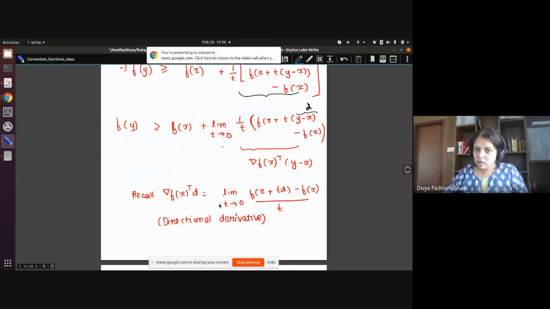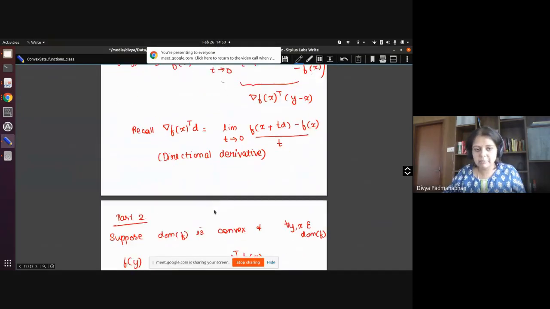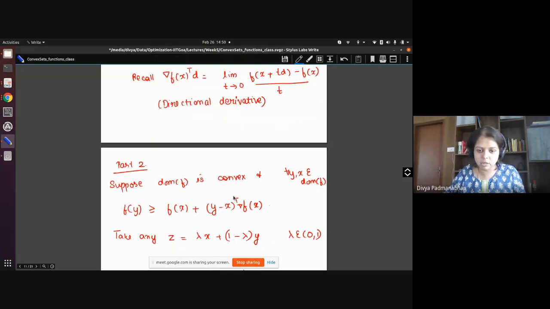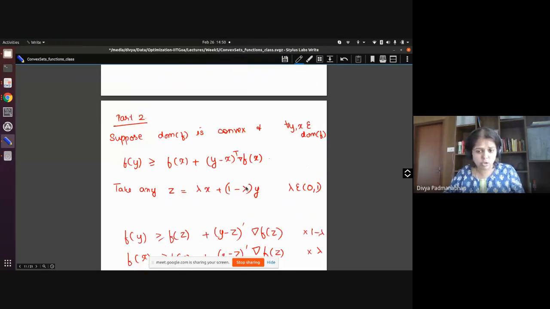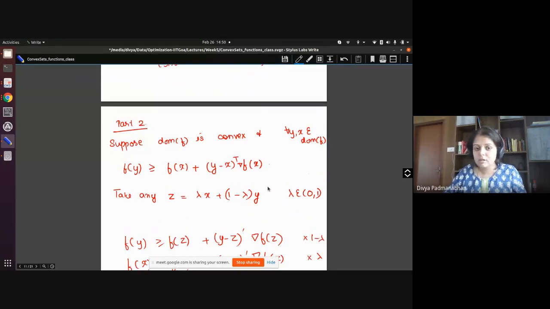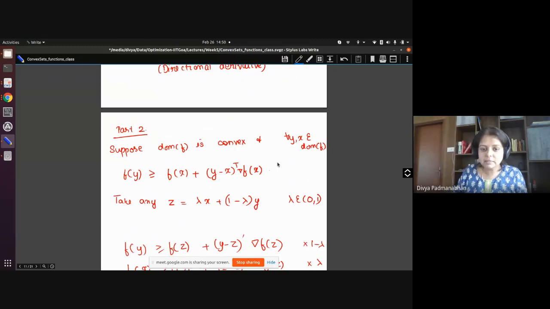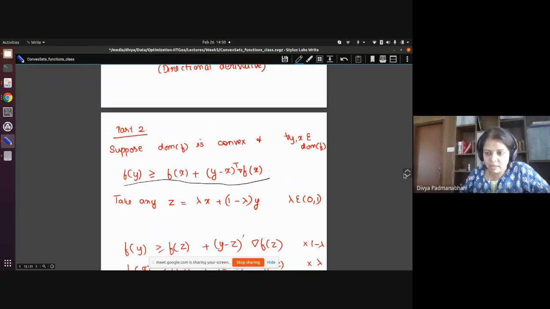Okay, so we're almost at the end of time, but let me just finish the other part also, which I assure you is a little more straightforward. The other way is that suppose the domain of f is convex, and suppose for all x and y this relation is true. Now the idea is to show that f is a convex function.